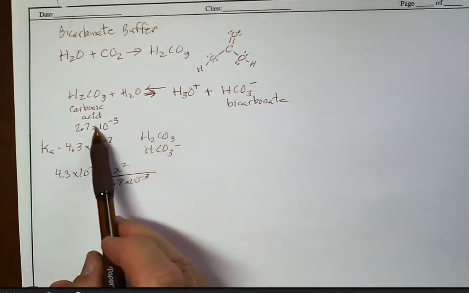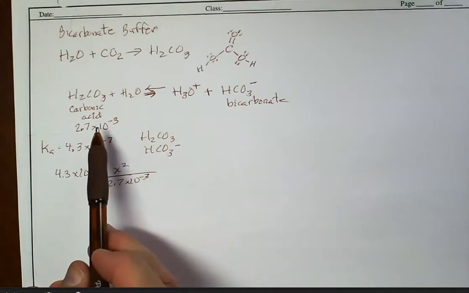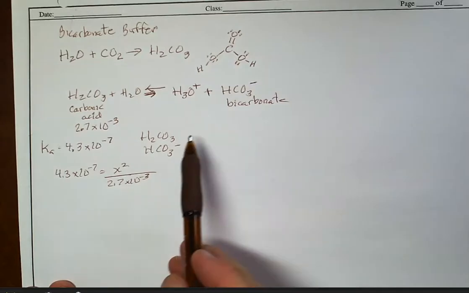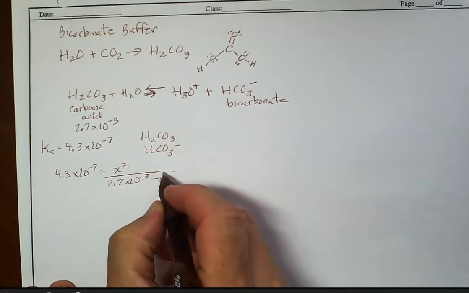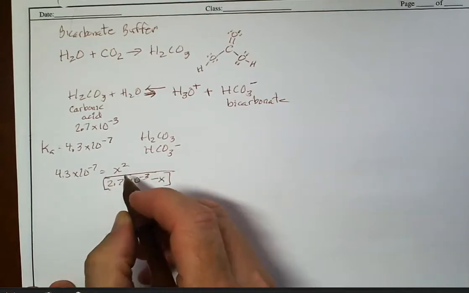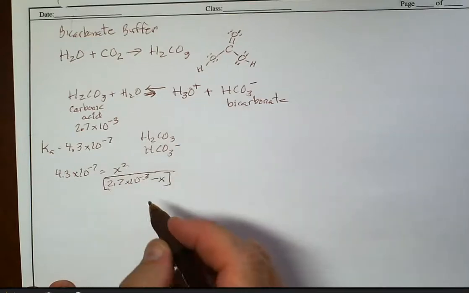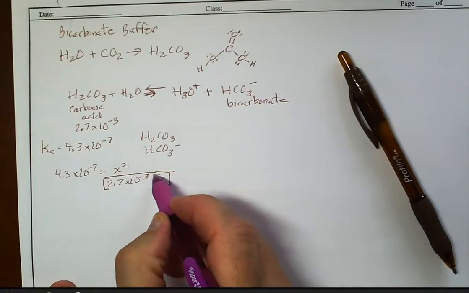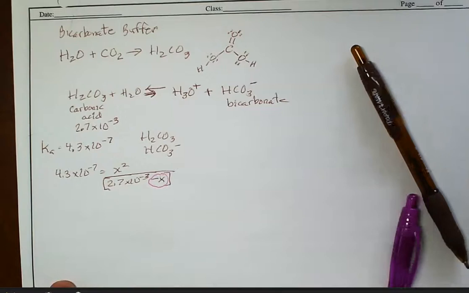Initially, this is this amount. Hydronium is at 0. Bicarbonate's at 0. This goes down by x. These two come up by x. So at equilibrium, we have this minus x over x for hydronium times x for bicarbonate, so x squared. But then, like we always do, this is really small, so this is going to be really small compared to what it's being subtracted from.